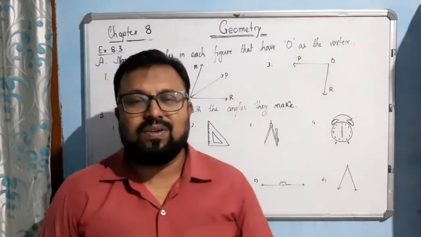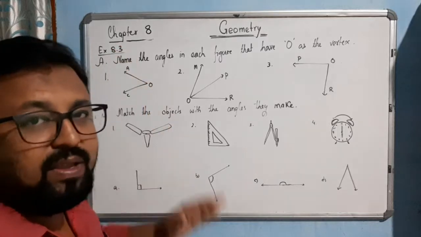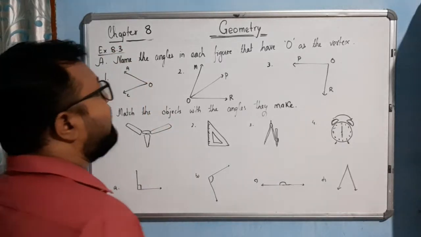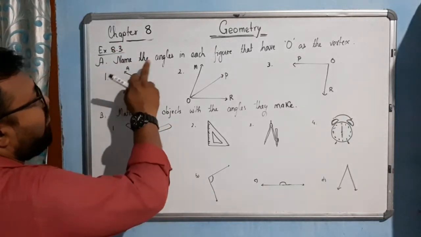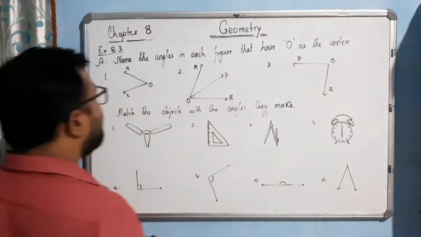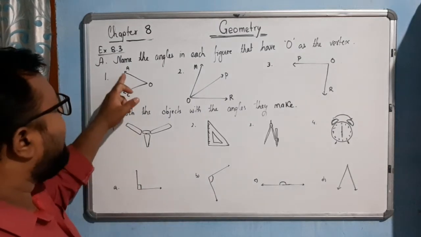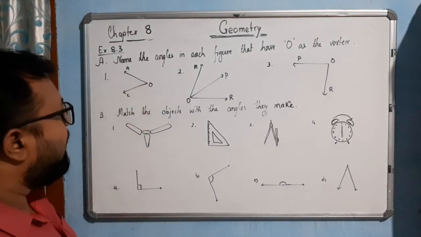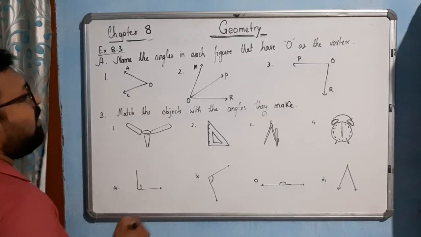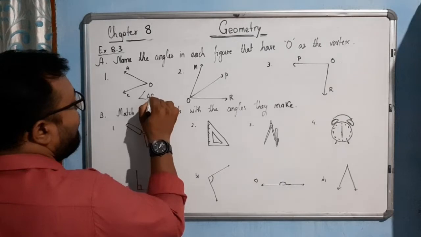Hello students, now come to the next exercise over this chapter, exercise 8.3, and in this exercise we will discuss about angle. Name the angles in each figure that have O as the vertex. Here in this picture, one, you can see AOC. The name of the angle will be what? What we will write? Angle AOC.